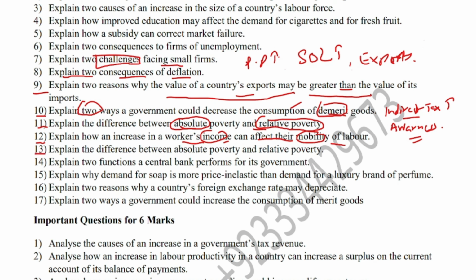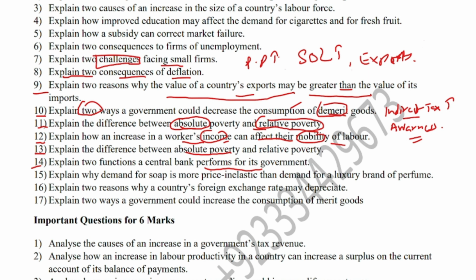And question number 13 is: explain the differences between absolute and relative poverty. This question is repeated here. Question number 14 is: explain two functions a central bank performs for its government.